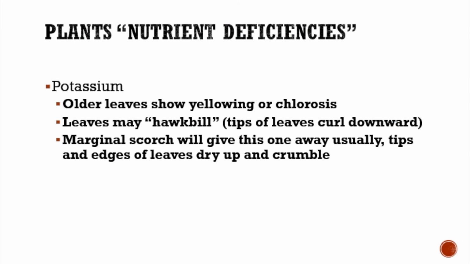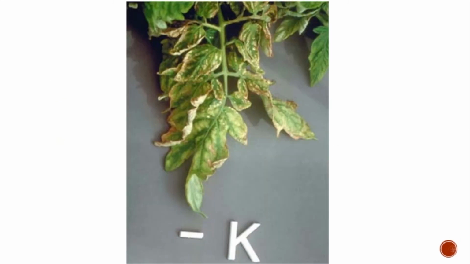Potassium, we find the older leaves that will start to yellow or show chlorosis, and that's because potassium is a mobile nutrient. So the plant is removing it from the older leaves and is locating it to the newer leaves so they can adequately grow. The leaves may have what we call a hawkbill appearance, where the tips of the leaves will start to curl downward. And we can also have marginal scorch, which is a burning or a browning, the death of the edges of the leaf that's going to dry up and crumble away. This is a good example of potassium deficiency in tomato, where we see both that hawkbilling or that curling appearance and also the marginal burn that's indicative of potassium.